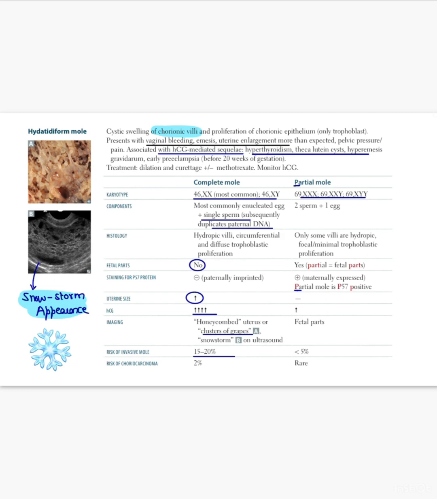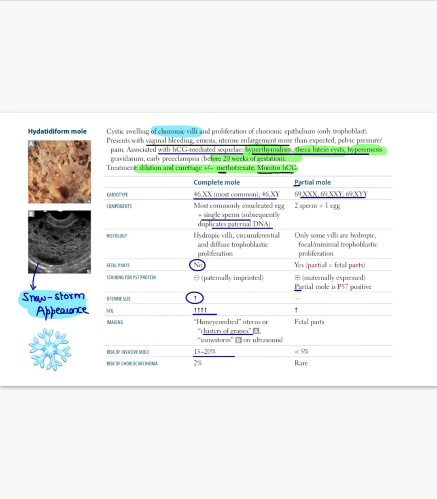This is associated with an excess of beta hCG because it produces hCG. These patients can also have hyperthyroidism because the alpha subunit resembles TSH, hyperemesis gravidarum, and theca lutein cysts. Before 20 weeks, you need to terminate the pregnancy, that is dilation plus curettage. And methotrexate, if you remember the methotrexate mnemonic, that was cancer, C for choriocarcinoma. Then you need to do serial monitoring of beta hCG level.